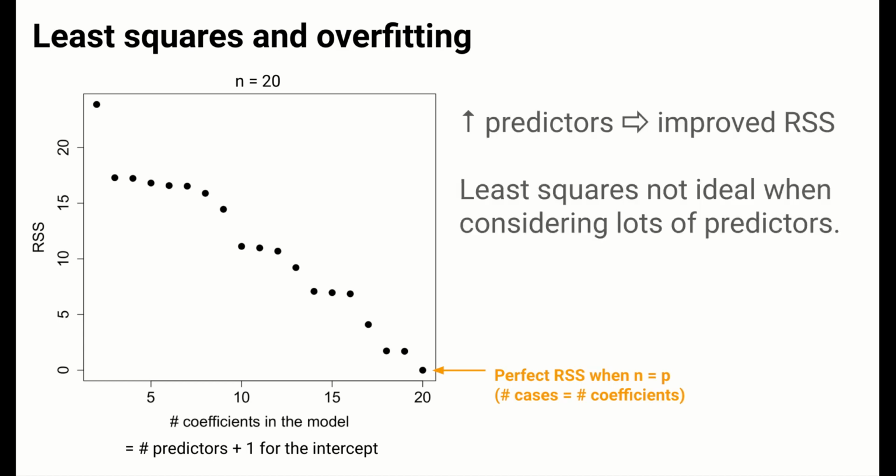In general, this is a problem for the least squares approach. Including more predictors automatically improves the sum of squared residuals metric. In this example, the predictors were just random noise. And the fact that adding random noise predictors gives such clear improvements in RSS suggests that the least squares criterion is not ideal when there are lots of predictors being considered. It turns out that the LASSO method uses a modified criterion that helps in cases where there are lots of predictors.